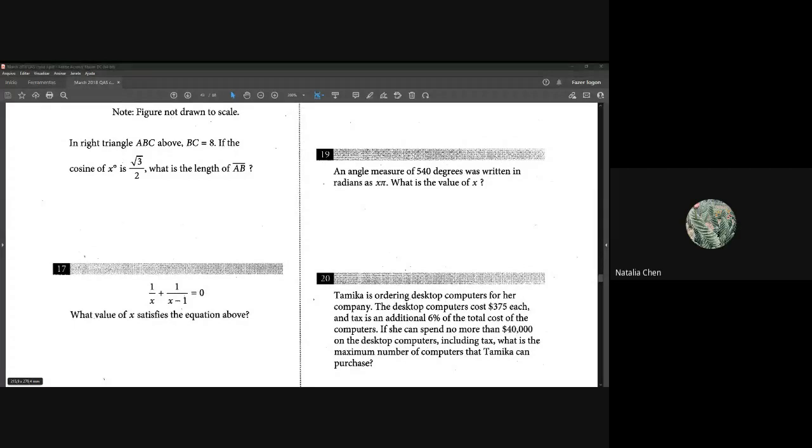Tá bom. An angle measures 540 degrees was written in radians as XR.